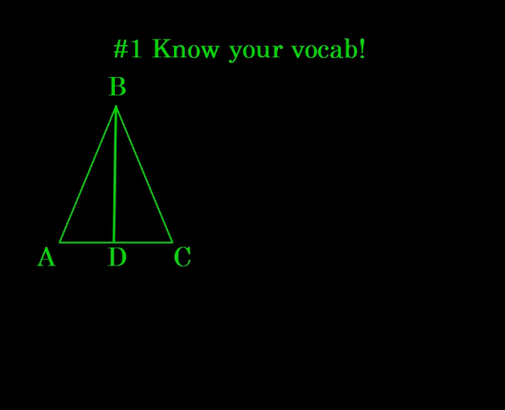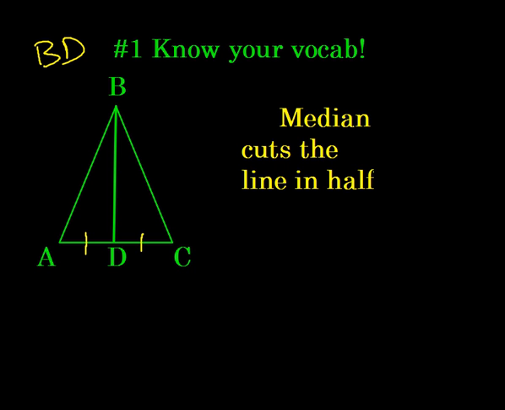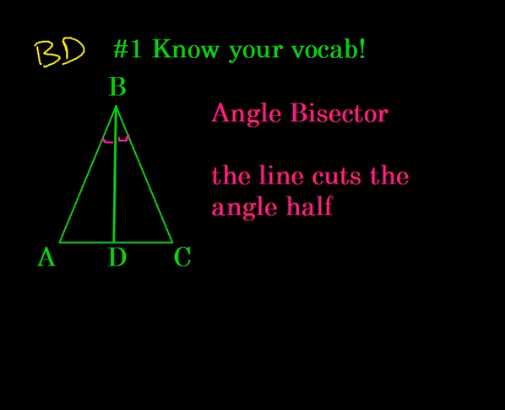First thing, you need to know your vocabulary. There was a lot of vocab floating around in this unit. Given a triangle, if we were talking about line BD, I could say that BD is a median if it cuts the line in half. So BD is cutting AC in half, and we can mark AD congruent to DC. We can also say that BD is an angle bisector, which cuts the angle in half. So line BD is cutting angle ABC in half.